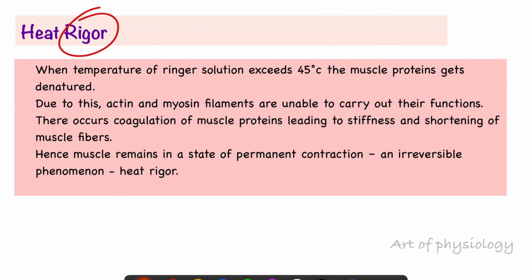When the rigor solution's temperature exceeds 45 degrees Celsius, what is happening? The muscle protein will be getting denatured. Once it is denatured, actin and myosin filaments will not be able to carry out their functions. So coagulation of muscle protein will lead to stiffness and shortening of the muscle fiber, and this is an irreversible phenomenon. That means the muscle remains in a state of permanent contraction. So the rigor which is happening because of the heat is called heat rigor.